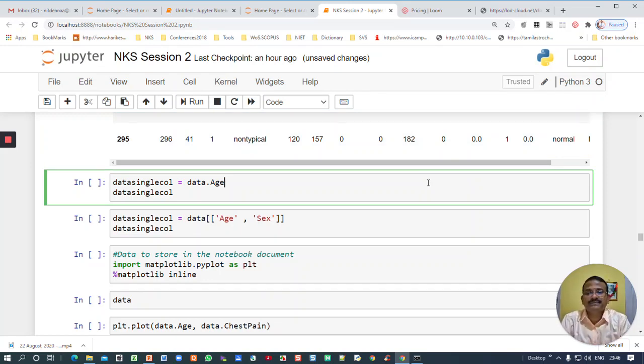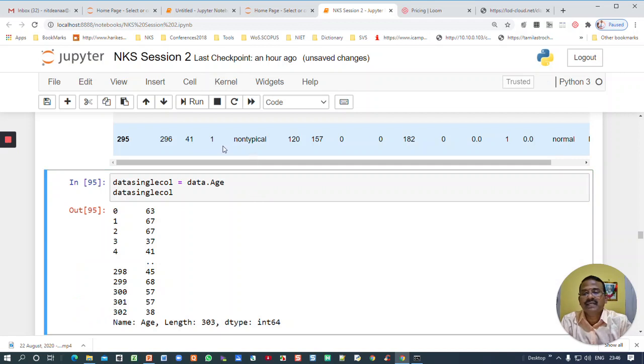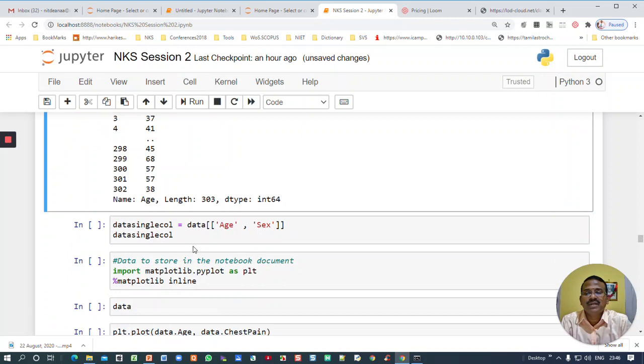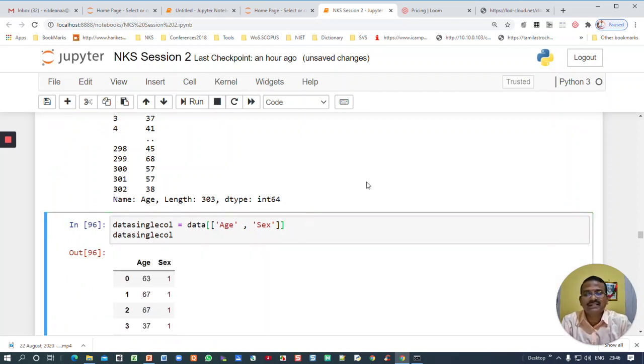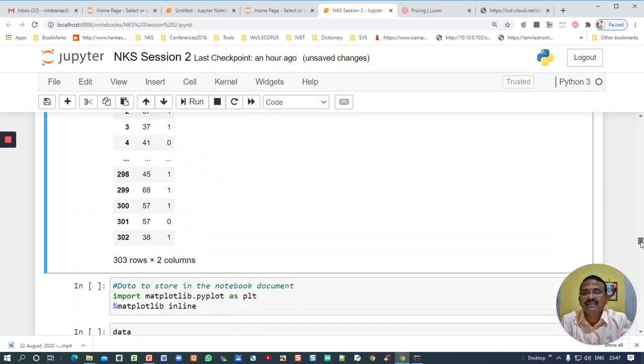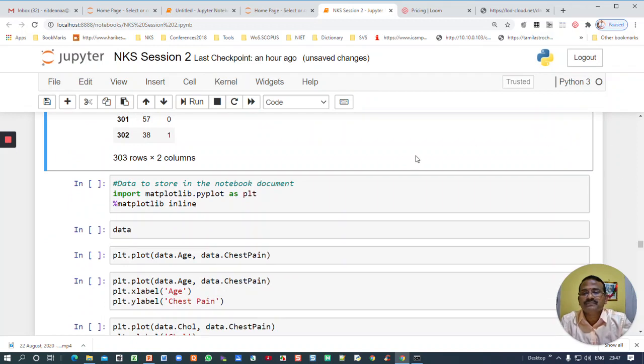Then after that, age is assigned to a different data frame, assigned here, and I printed the data frame values. Similarly, if I wanted to print age and sex only, I can print like this. The idea is called slicing and extracting. Imagine that there are more features, and particular features I wanted to select and execute. For this purpose, you can use this one. Clear?